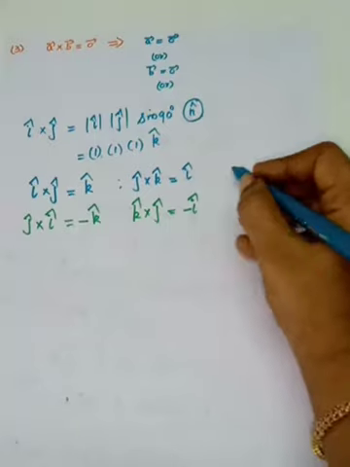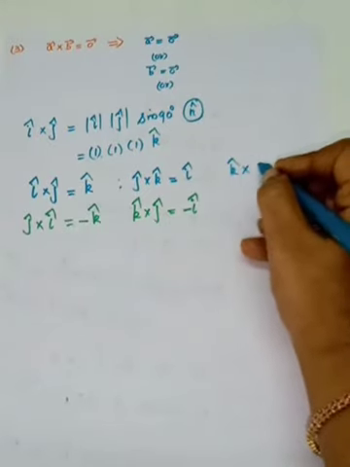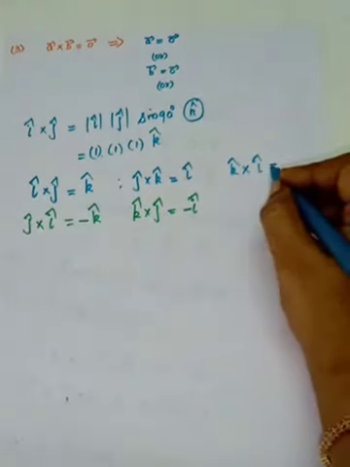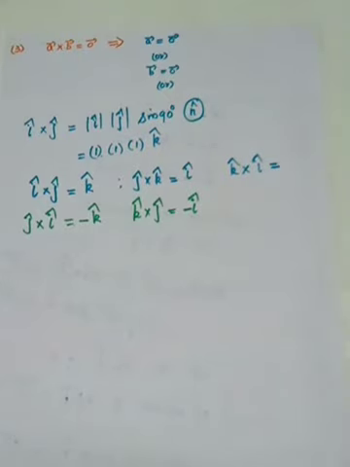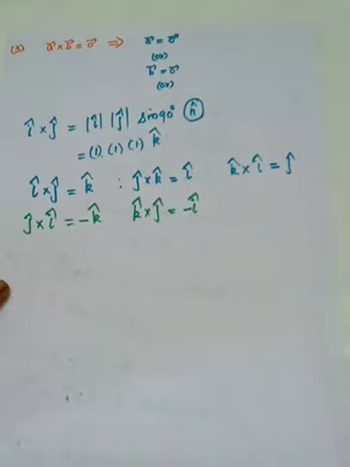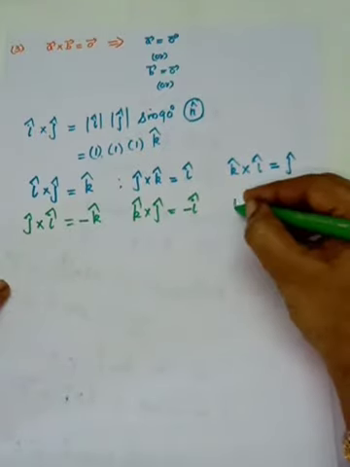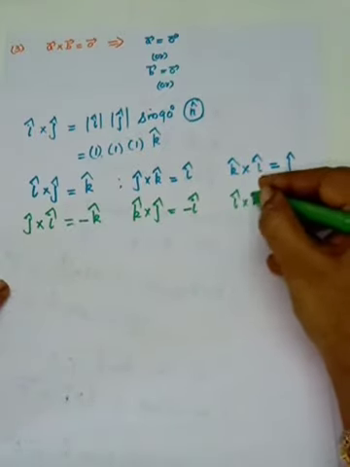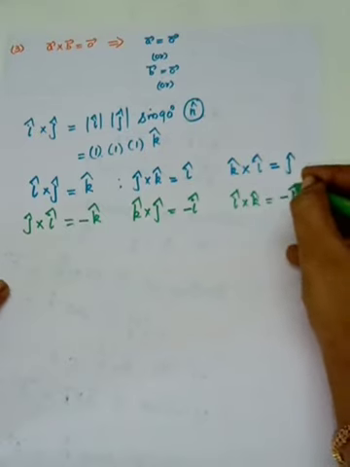So the next one, what is k cap cross I cap? That is equal to, okay, modulus of k cap, that is 1, modulus of I cap, that is also 1. And what is the angle between them? 90 degrees, so sine 90 degrees is also 1. You have to write the unit vector perpendicular to k cap and I cap, that is j cap. Okay, if you interchange, what is I cap cross k cap? That is equal to minus j cap.